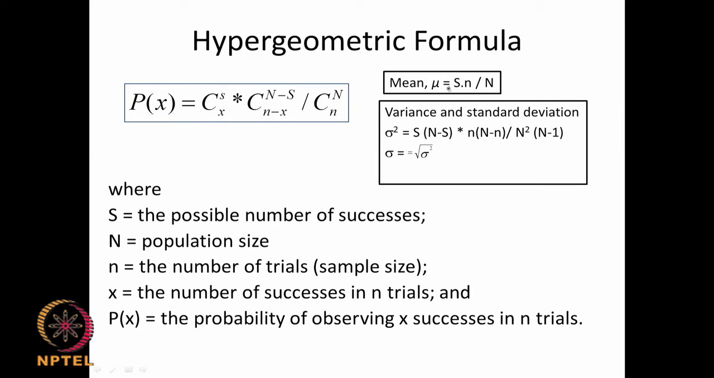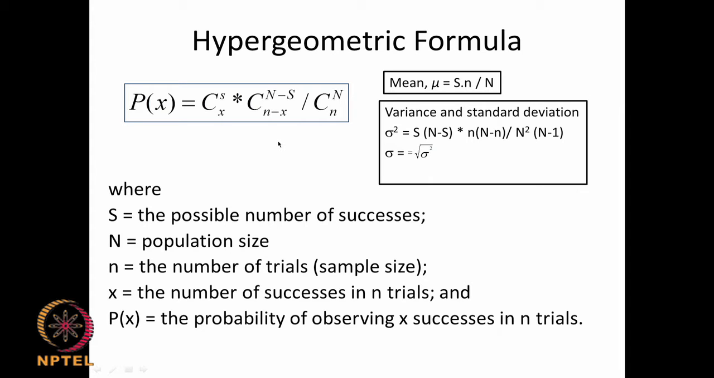So, the mean is given by mu equals S times small n by capital N, where n is your sample size, capital N is the population size, and S is the possible number of successes, that is the maximum that is possible. And the variance is given by this formula: S times N minus S, multiplied by n times N minus small n, divided by N square times N minus 1, okay. So, this is the variance and this is the mean of this particular distribution, which is called the hypergeometric distribution.